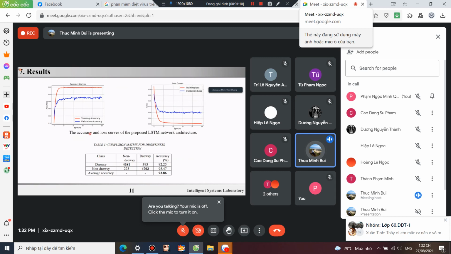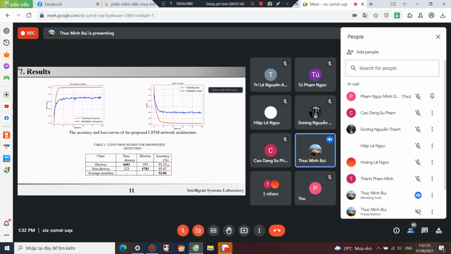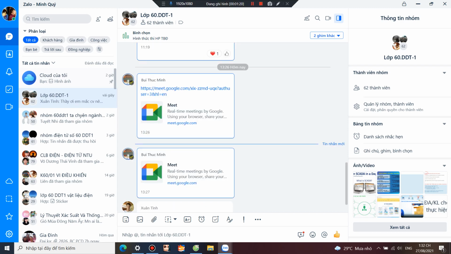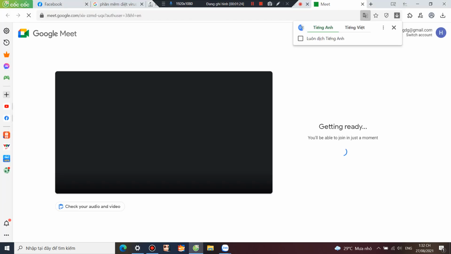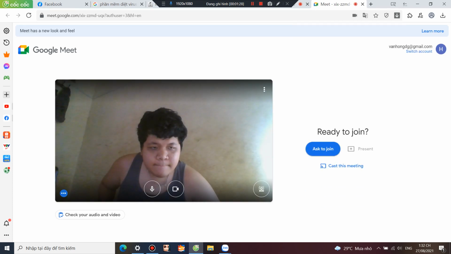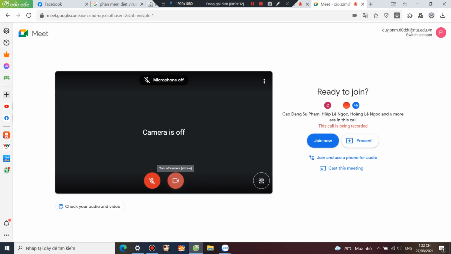So this is the result of my paper. According to table 1, the model could predict the drowsiness state with a computing accuracy of approximately 94%. And we can see the accuracy and loss curve of the LSTM network architecture like this one and this one.